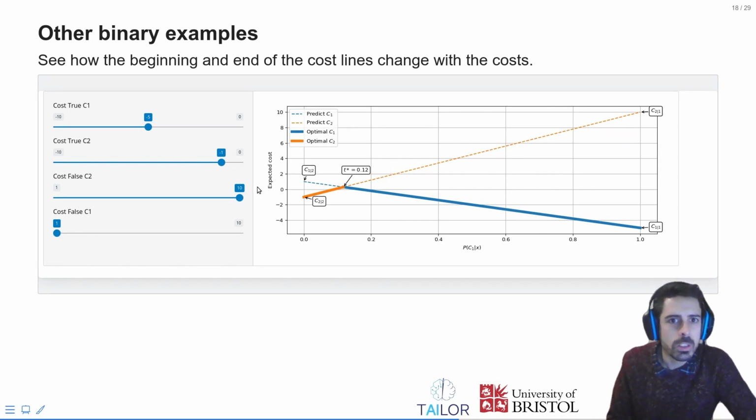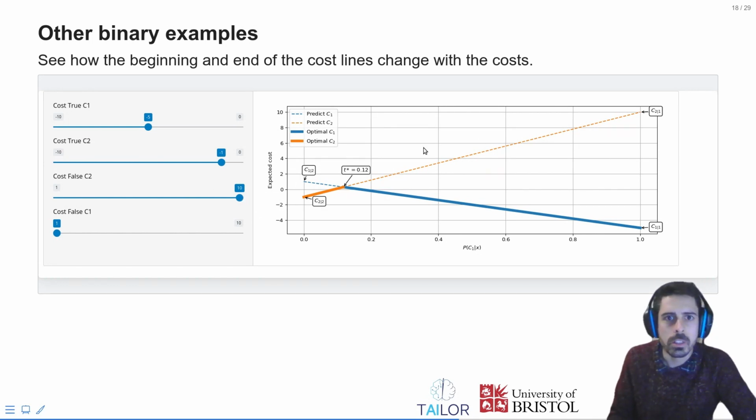Then notice that the cost of true class 1, which is -5, corresponds to this point here, which is the cost of predicting class 1 given that it's class 1. Because here the posterior probability of class 1 is actually 1, it means that it will always incur this cost. If instead we predict class 2 and it's for sure class 1, then we will get this 10 cost, which is the cost of false class 2. Then similarly on this side with the other two.